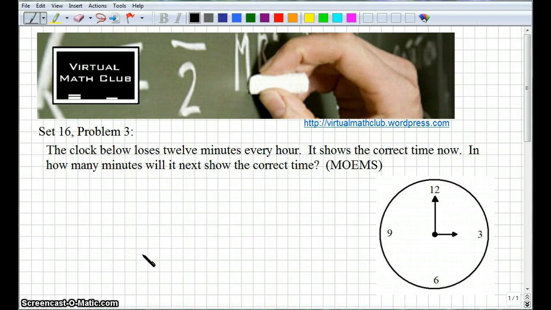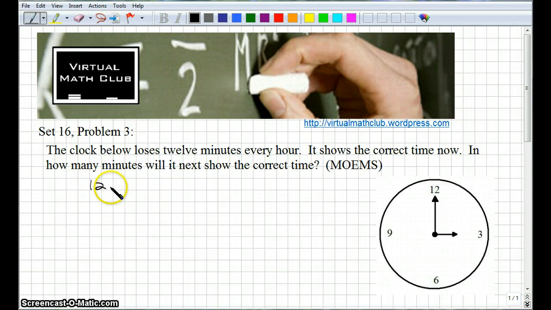Alright, in this problem we have a clock, and it's not a very good clock because it loses 12 minutes every hour. And we're told that the clock shows the correct time right now, and we're asked in how many minutes will it next show the correct time.